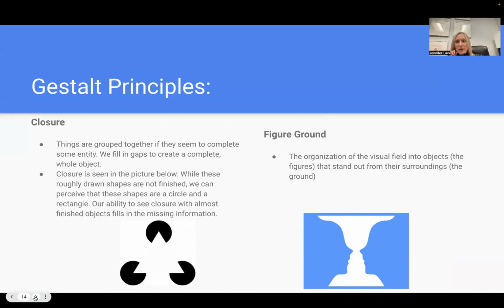And then finally, figure ground. We talked about this on the first day of school, actually, and I showed you some optical illusions related to figure ground. The idea here is that our brain organizes our visual field into objects that stand out from their surroundings, and then the background. Here you can see either two faces sticking out to you as the figure, and the white is the ground, the background, or you see the white sticking out to you as the figure and the blue as the background. But the idea behind figure ground is that in any visual situation, something is going to stand out to you as the figure against the background.